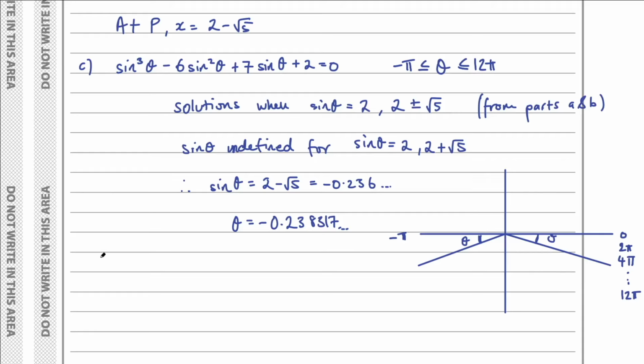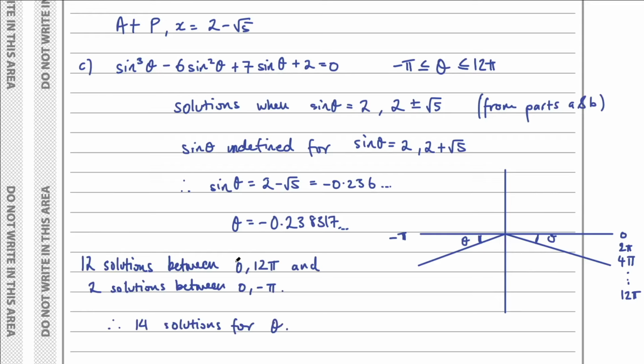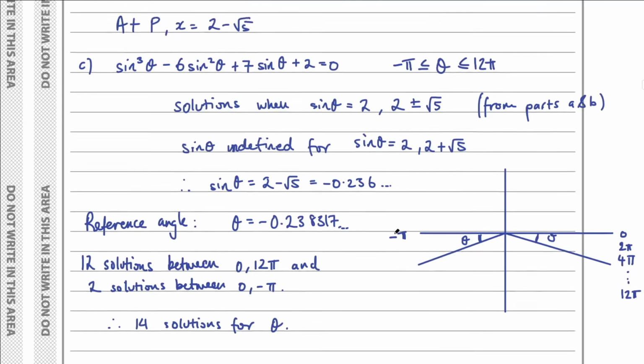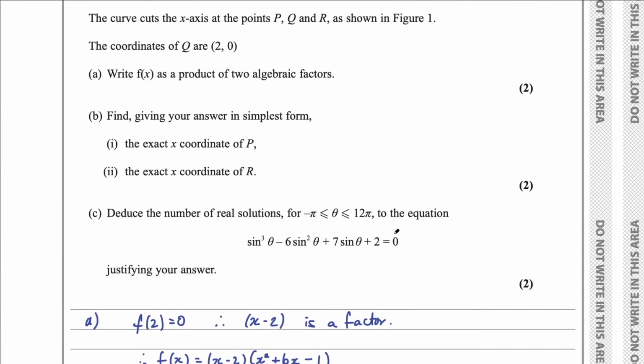So I might just write down a bit of reasoning behind my answer and then give the answer. So I've written 12 solutions between 0 and 12 pi and 2 solutions between 0 and negative pi. So therefore 14 solutions for theta. And I also just want to point out this was our reference angle or principal value. Okay, so that was part C for question 4. And just taking a look at the marks again, part A was 2, part B was 2 marks, and part C was 2 marks for a total of 6 marks.